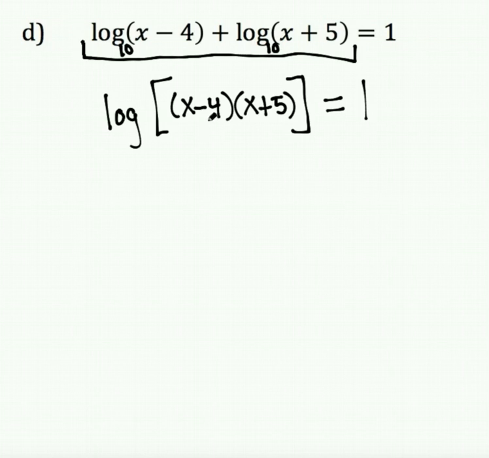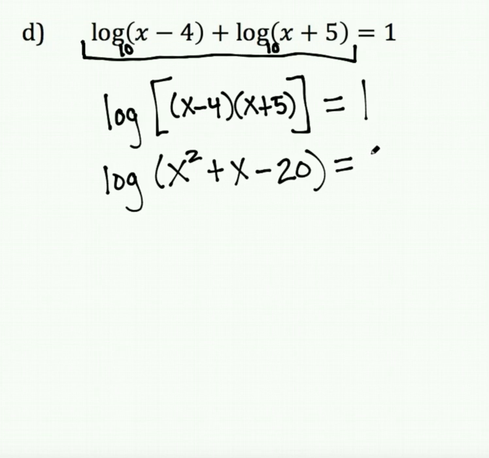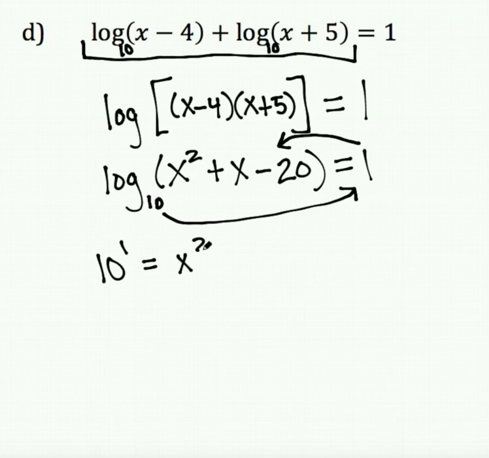Now, with that, I'm going to go ahead and FOIL the x minus 4 and the x plus 5. So that's going to give me log of x squared plus x minus 20 is equal to 1. Now again, I know that the base is 10 even though I'm not writing it. So I'm going to go ahead and do my loop now. 10 to the first is equal to x squared plus x minus 20.